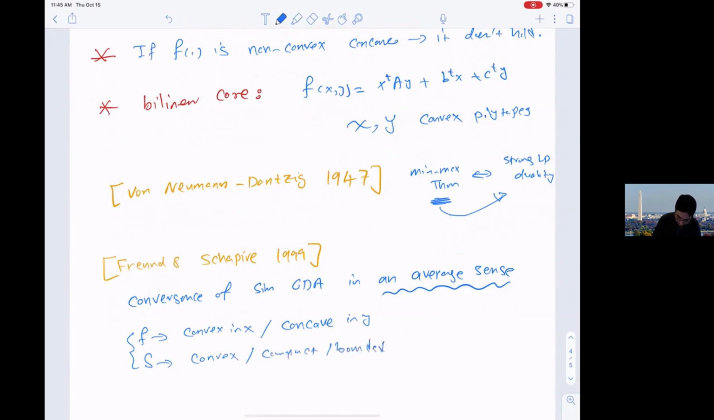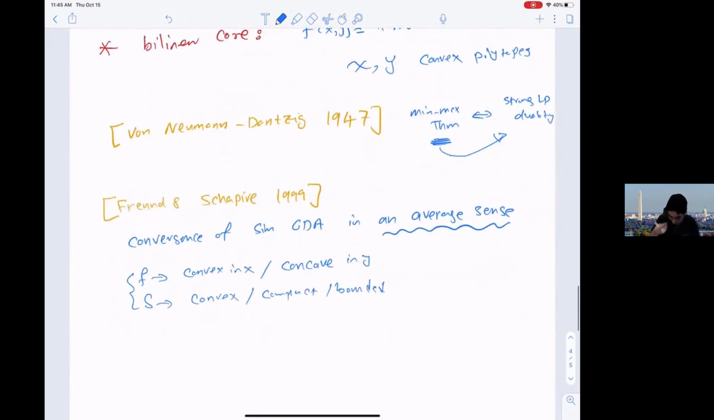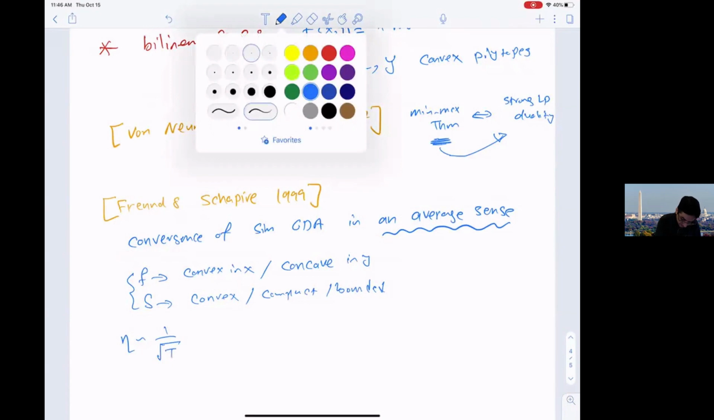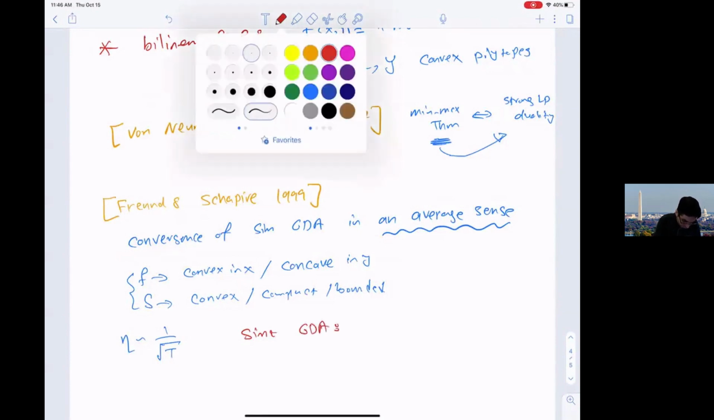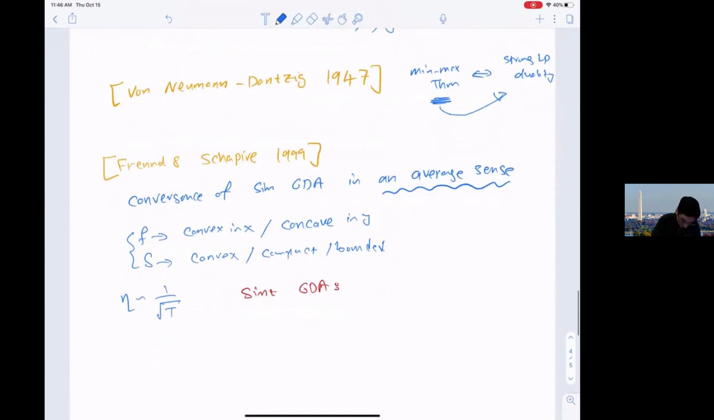Compact means bounded, but let me make it a little bit explicit. In that case, if your learning rate, eta, is set to be 1 over square root of t, where t is the number of steps that you are taking in your simultaneous gradient descent, then they showed that, in fact, simultaneous gradient descent ascent converges to x star, y star in the following sense.